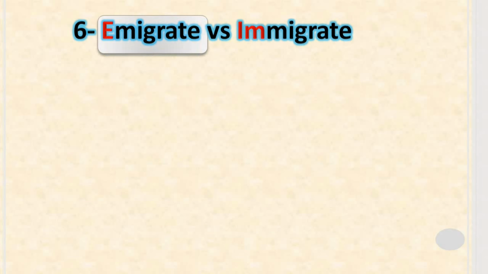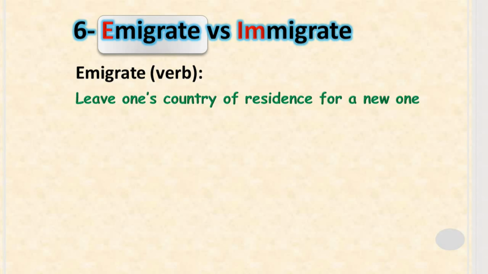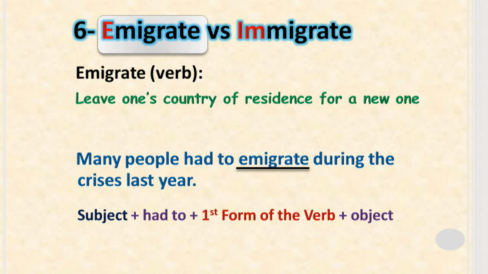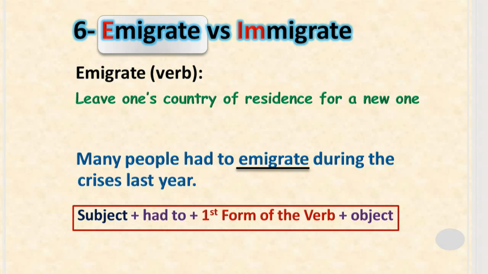Immigrate and emigrate both have the same pronunciation but different meaning and spelling as well. So immigrate, look at the first one. Leave one's country of residence for a new one. Many people had to immigrate during the crisis last year. Subject, had to, first form of the verb and object. So this is again past tense.